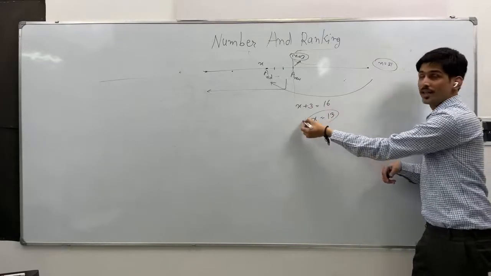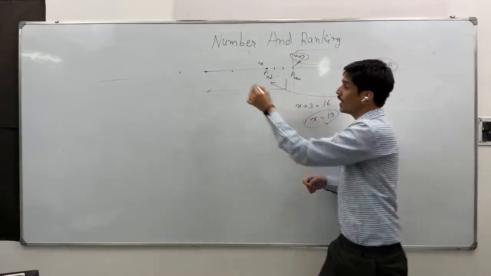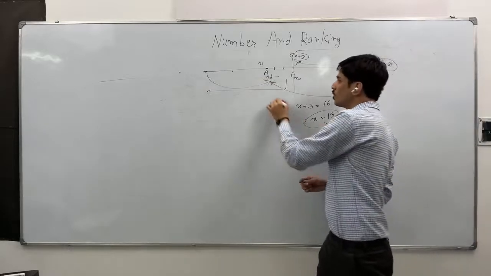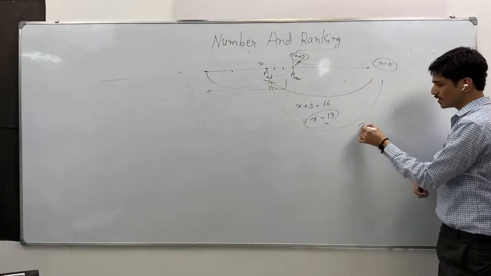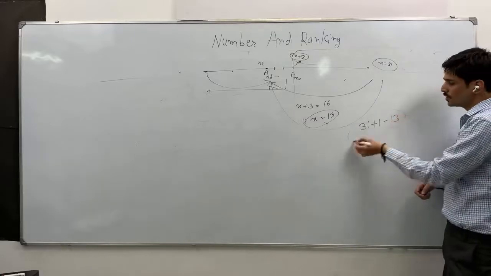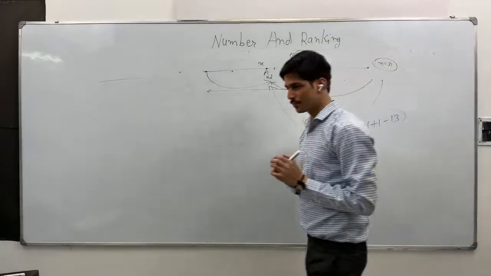13. But it means that what is 13? Rank of A from the left hand side. And what is the rank of A from right hand side? So we can find 31 plus 1 minus 13. Like this we can do. So what will this give? 19th will give. Clear?